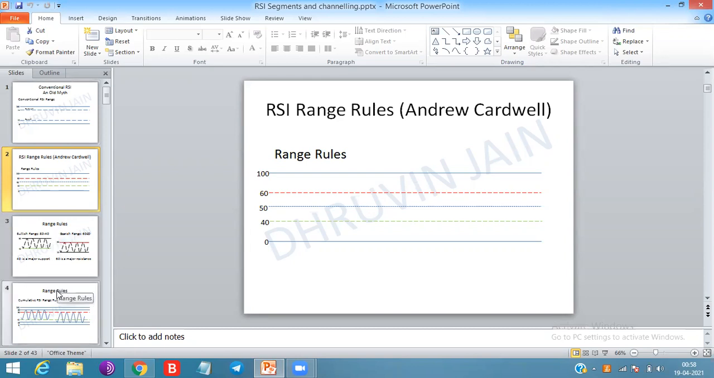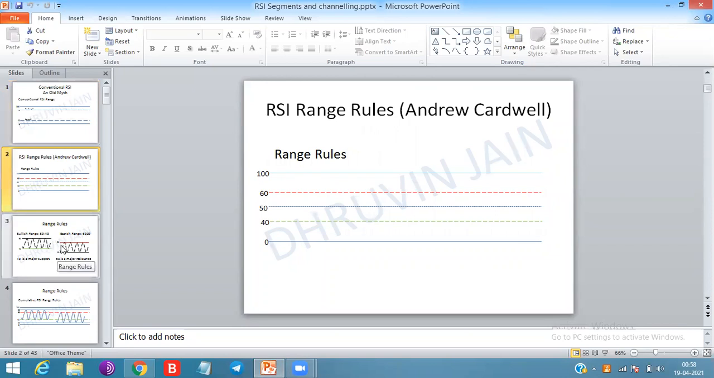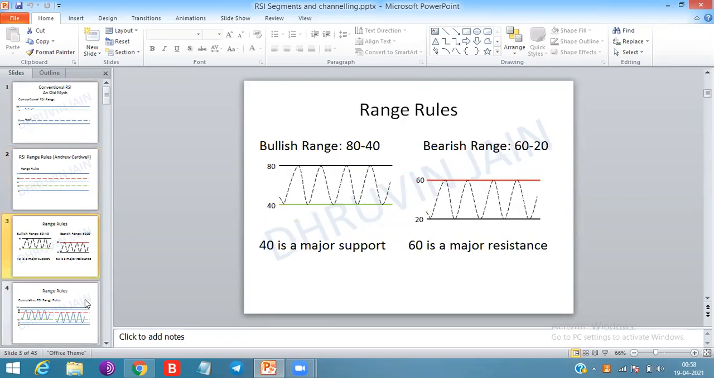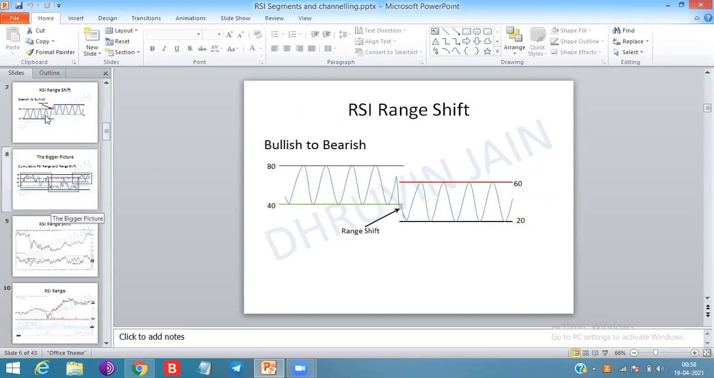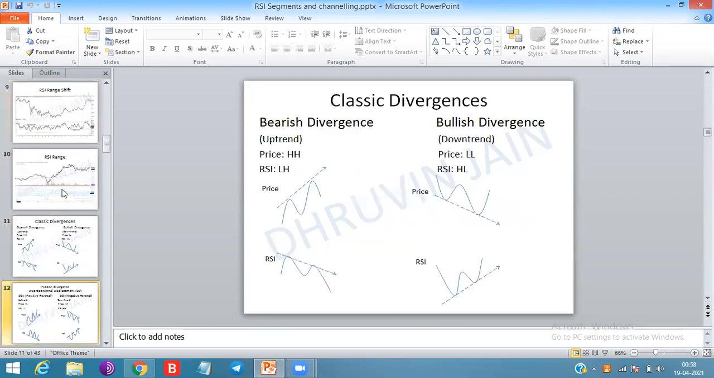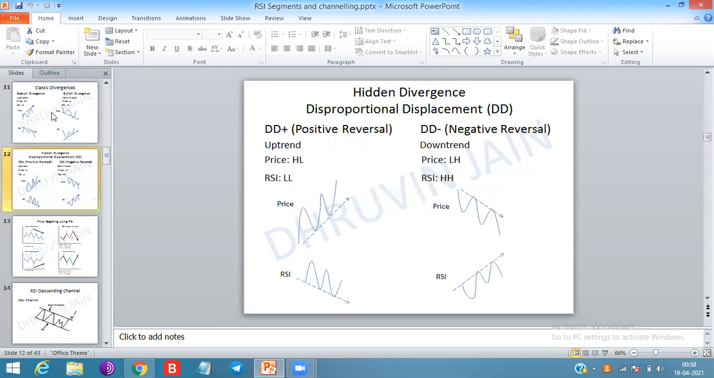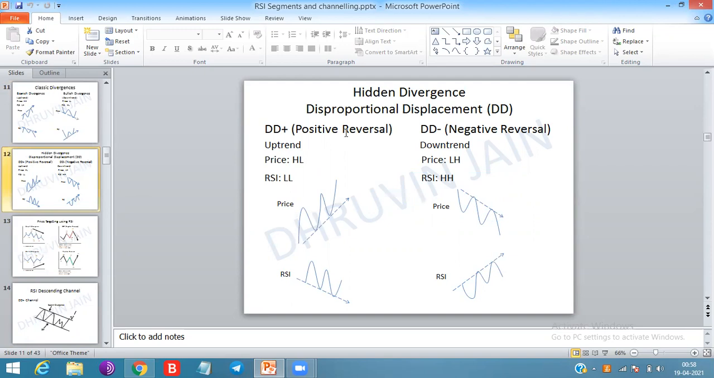And from this point onwards, I would expect you guys to have thorough knowledge about the range rules that have been taught by Andrew Cardwell, sir. Range rules, super ranges, range shifts, and the classical and hidden divergences. Classical divergences, namely bullish and bearish divergences, and hidden divergences, namely TD plus and TD minus.